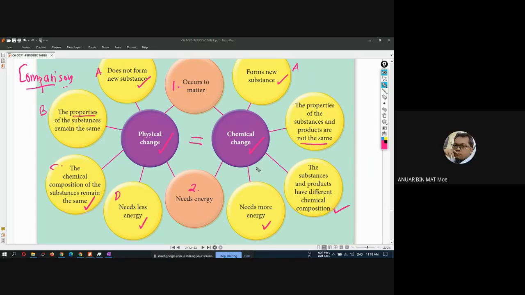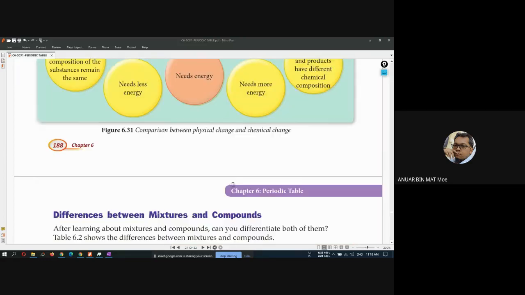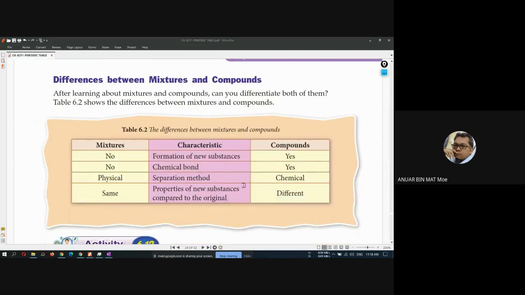Okay, all right, good. Next one, the last topic for today, differences between mixture and compound. This is very easy. You already learned about mixture, and you have also learned about the compound. Now you try to find the differences between the mixture and compound by analyzing four characteristics.